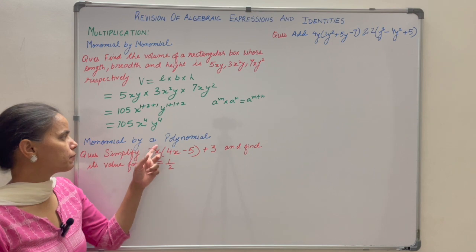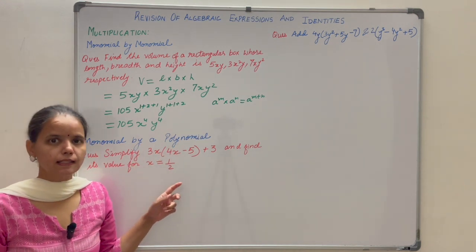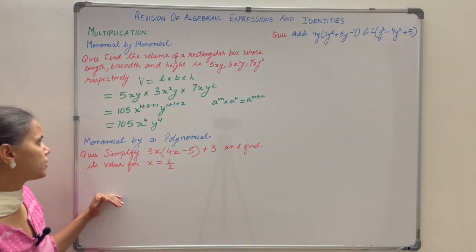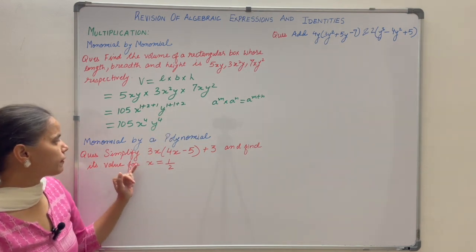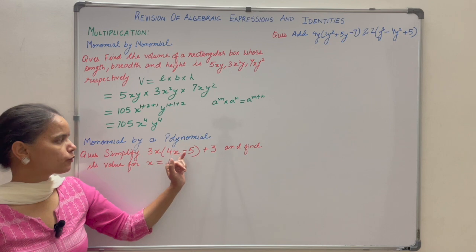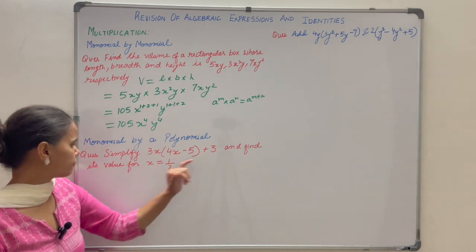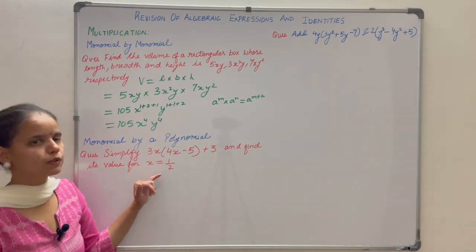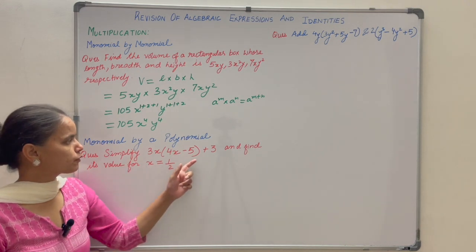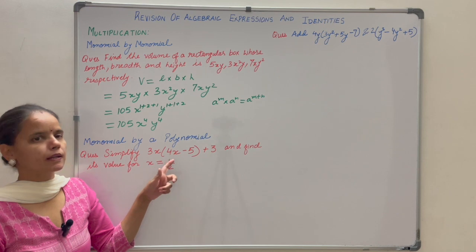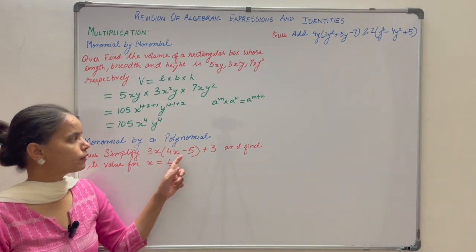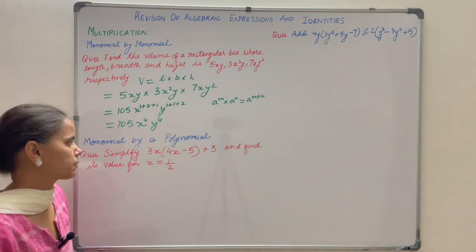Multiplication of monomial by a polynomial. To understand this, let us take this question first. Then we will move on to the next question. So simplify 3x in brackets 4x minus 5 plus 3 and find its value for x equals 1 by 2. First we will simplify this. This is a multiplication of a monomial by a binomial, so to solve this we have to use the distributive property.